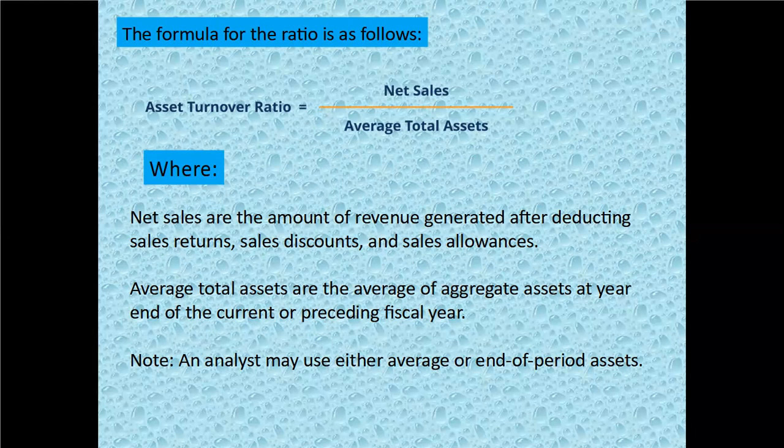Average total assets, which is in the denominator, is the average of aggregate assets at year end of the current and preceding fiscal year. It's basically the start of the year and the end of the year, and you see the asset value in those two time periods. Take the average of that, and that's the average total assets, which is here the denominator. And then you basically just divide these two numbers. It's as simple as that.